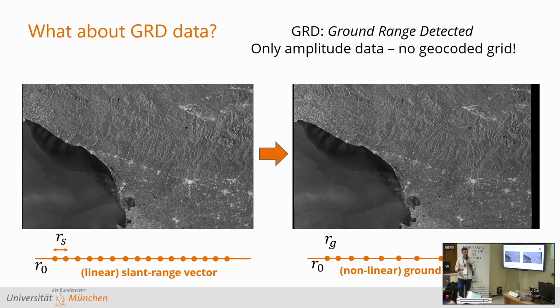So in one direction we have the ground range vector, in the other direction we have the azimuth. If you want to geocode this image, you can do it in SNAP, but again, with terrain correction and so on. So it's not an easier way to process your data to go with a GRD.